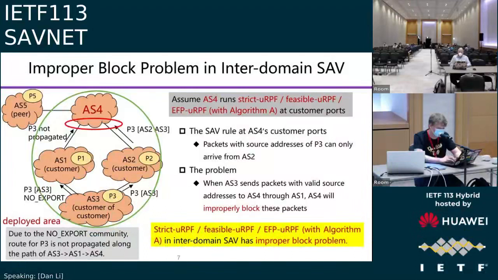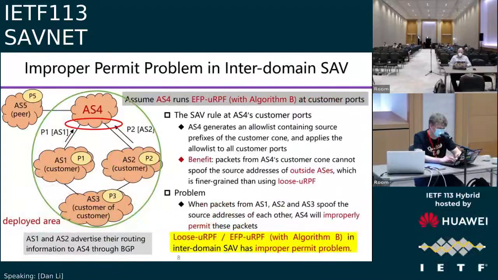improper block problem. Okay, then we may ask that, how about S4 choose other eRPF mechanisms besides strict eRPF, feasible eRPF, and EFP eRPF with algorithm A? There are 2 other eRPF mechanisms. One is loose eRPF. So loose eRPF will cause significant improper permit. And EFP eRPF with algorithm B proposed some enhancement on that.